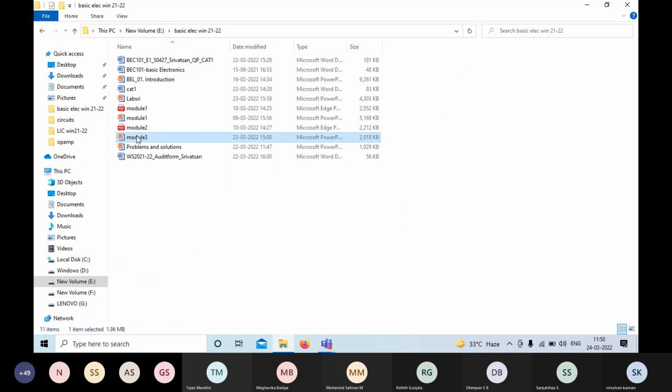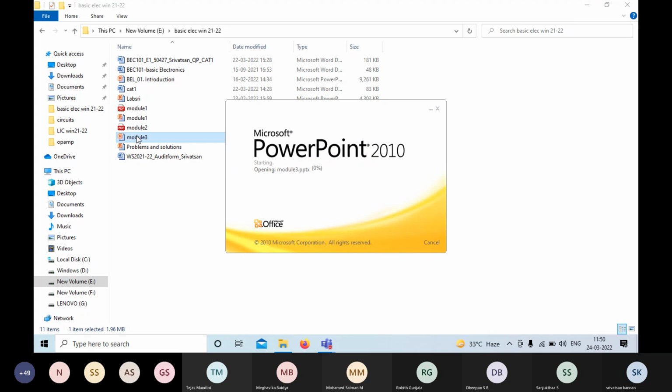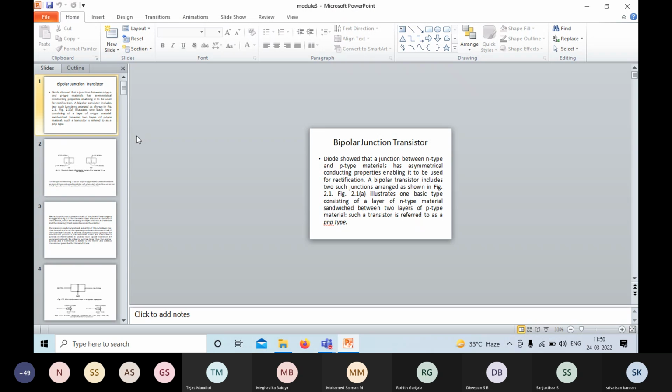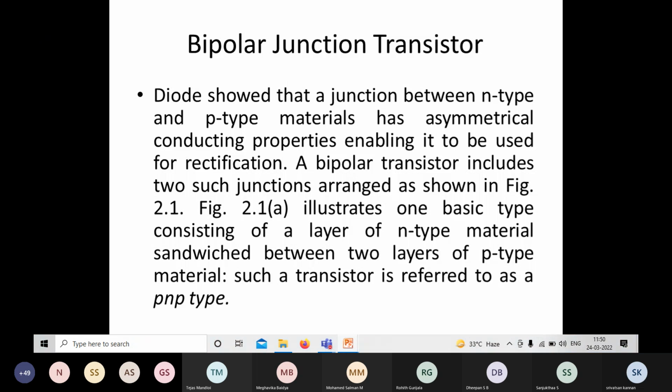what is the application of transistor? What is the use of transistor in electronics? Any idea? To amplify the weak signal.